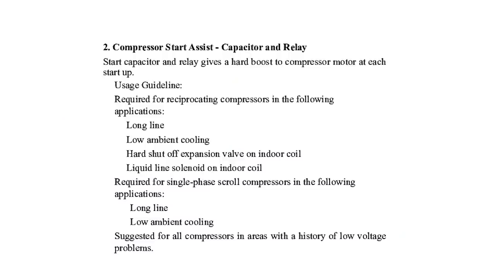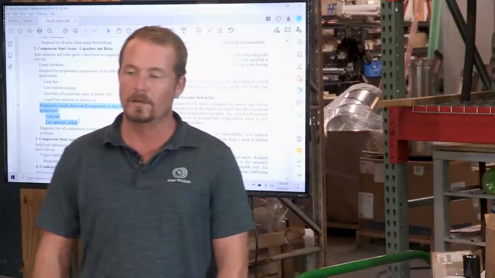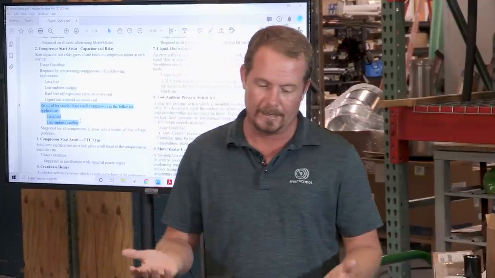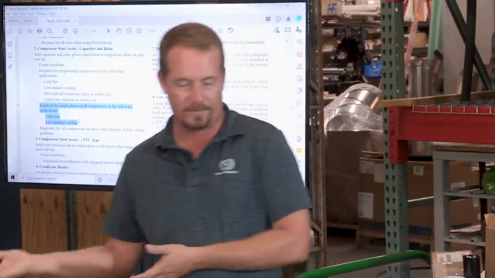Is that right? I'm going to go with no. That's a very good point, because right here it says, compressor start assist required for reciprocating compressors in the following: hard shutoff expansion valve, liquid line solenoid, low ambient cooling, long line. Required for single phase scroll compressors in the following applications: long line, low ambient. So with a scroll, it's okay not to have one with a hard shutoff TXV.